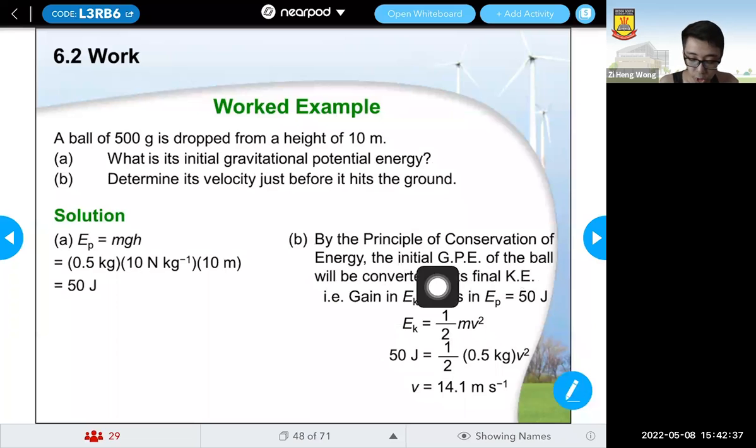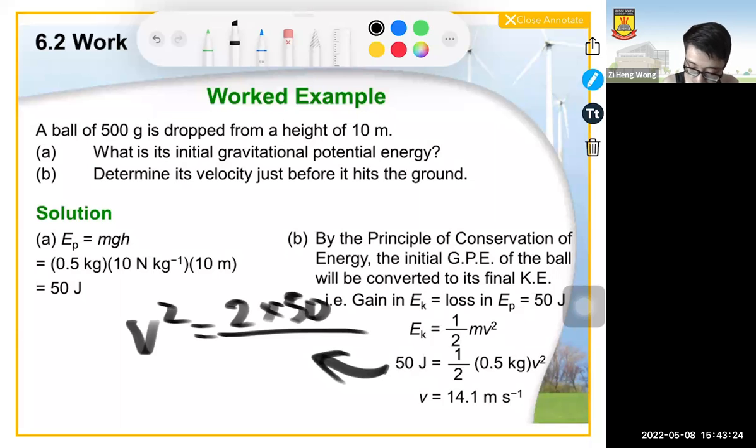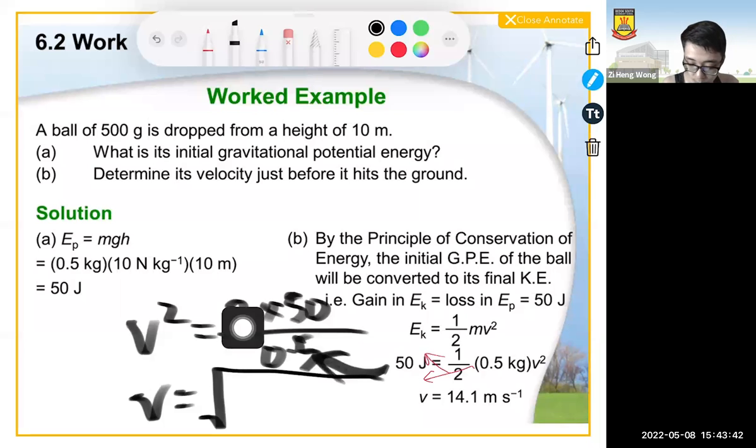So by the principle of conservation of energy, the initial GPE will be all converted into its final KE. So the gain in the KE will be equal to the loss in the GPE, which is 50 joules, because all of these 50 joules will be converted into KE. So we can say that this KE of half mv squared is equal to 50 joules, with half times M, M is 0.5, then v squared. So you just key into a calculator, do some rearrangement. This one is kind of like algebra. So v squared is just 2 times 50 divided by 0.5, because this one gets multiplied over, this one comes down, and you do the calculation. Take note, this is v squared. So the common mistake is people forget to square root after they do the v squared. You need to square root this answer to get back your v.